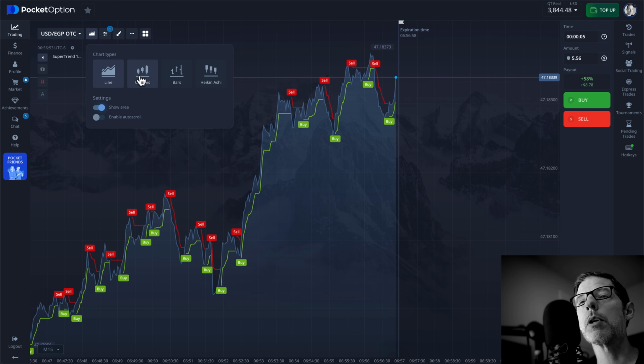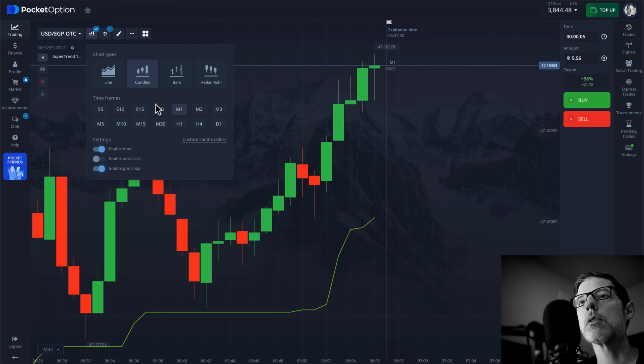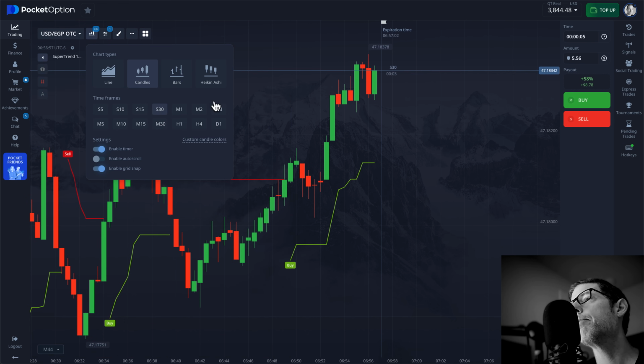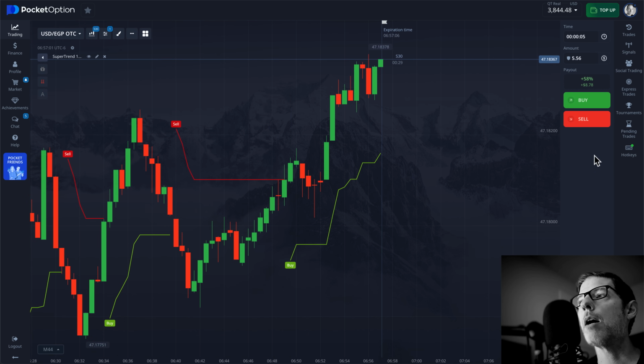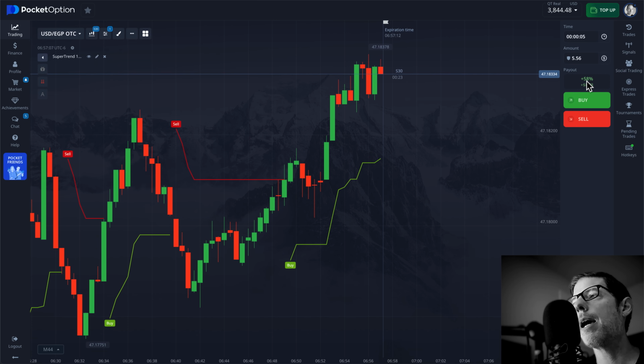But for today, we're just going to be using the regular candlesticks, 30-second time frame, 5-second expiry. Guys, make sure to watch the payouts. Look at that payout right there, 58%. Definitely don't want to be trading with a payout around 58%.